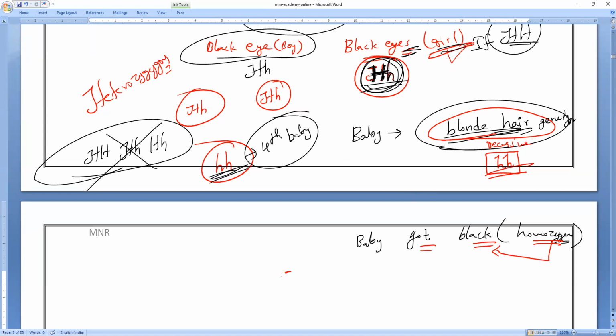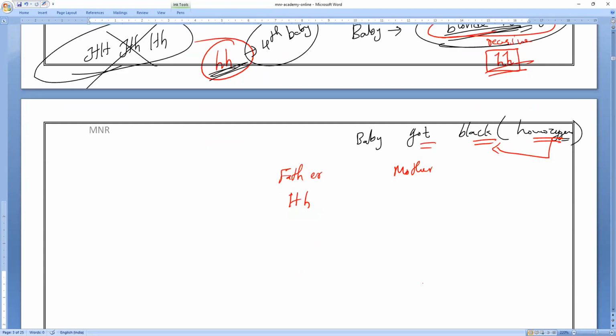So the father is already fixed. Father is already heterozygous, capital H and small h. Now the mother alone they are asking. But the baby got a black and homozygous. Black and homozygous means, mother definitely having a what? Anybody can tell? Definitely the mother is having only capital H and small h.